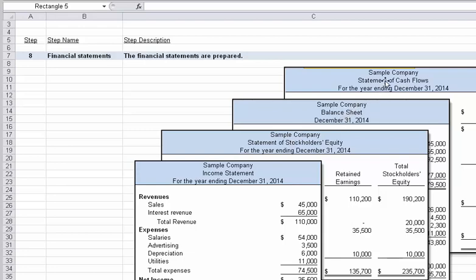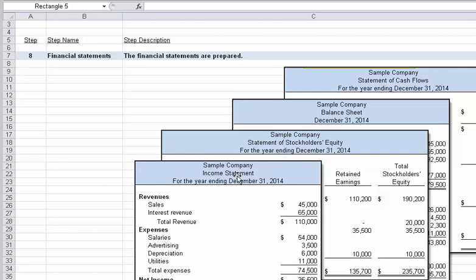The reason we put them together in that order is the financial statements are interrelated. We need information on the income statement to flow to the statement of stockholders' equity. Then we need information on the statement of stockholders' equity to flow to the balance sheet. And we also need information on the balance sheet to flow to statement of cash flows.